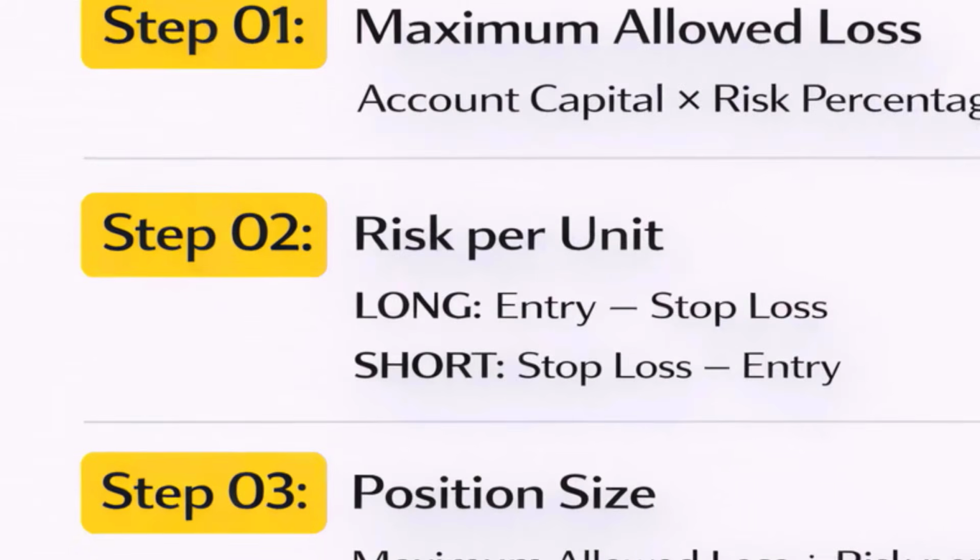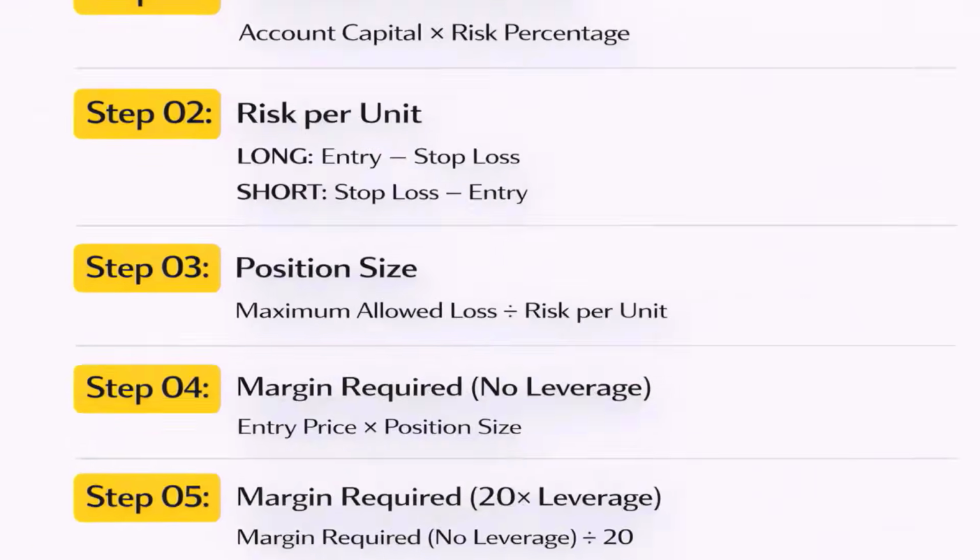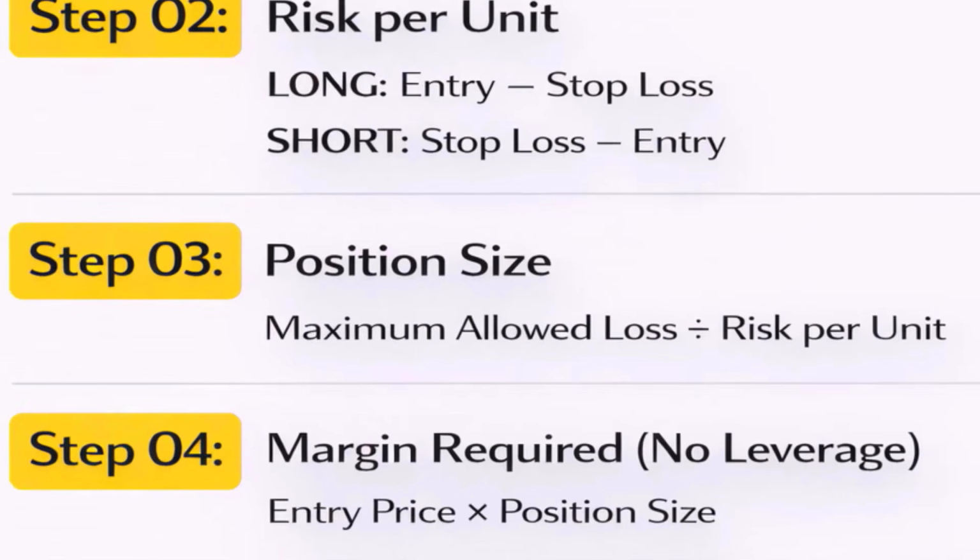Step 2 is finding the risk per unit. For a long position, we subtract the stop loss from the entry price. For a short position, we subtract the entry price from the stop loss. Step 3 is finding the position size. We calculate the position size by dividing the maximum allowed loss we found in Step 1 by the risk per unit we found in Step 2.